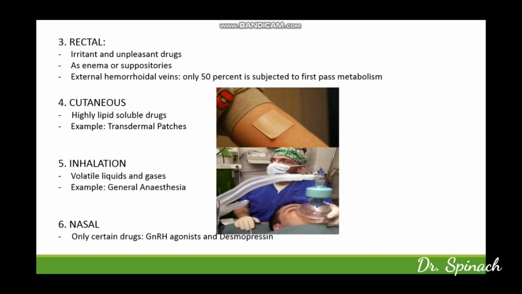The sixth one is the nasal route. The absorption takes place through the mucous membrane of the nose. And again, the liver is bypassed. So, only certain drugs like gonadotropin releasing hormone agonists and desmopressin can be used through this route.